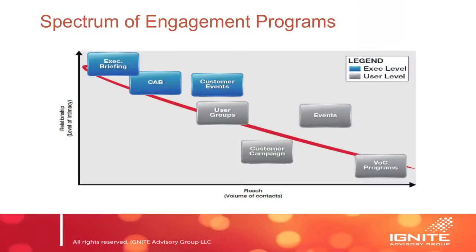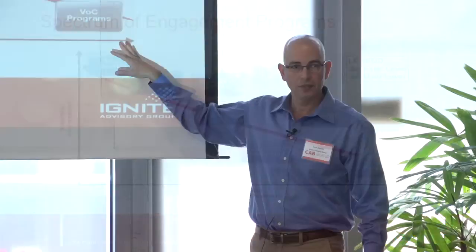Let's move on to the difference between advisory boards and other engagement programs. We talked about having the right terminology in place. A useful way of thinking about it is a continuum where on one hand you have the number of contacts. This could be in thousands, this could be in millions, right?